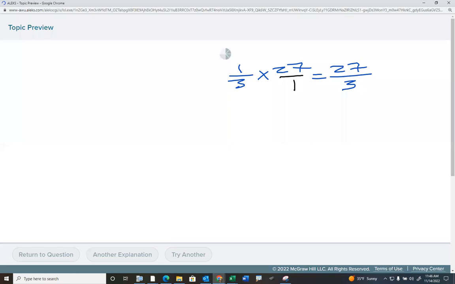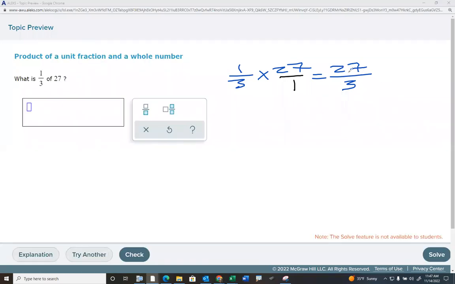Okay. But remember, a fraction is always just division in disguise. This guy right here means 27 divided by 3. Well, 27 divided by 3 is just 9. And that's basically how it's done. So on this topic, you just slap a 1 underneath the whole number, like we did here, and then you can just multiply like normal. And then do any simplifying that's possible, like we did to get the 9.